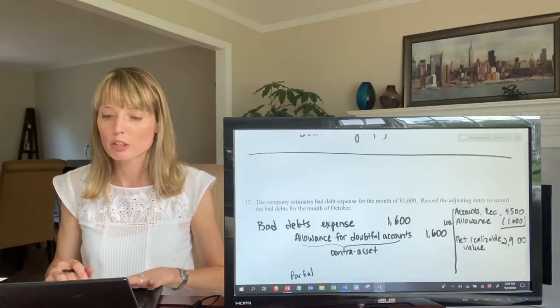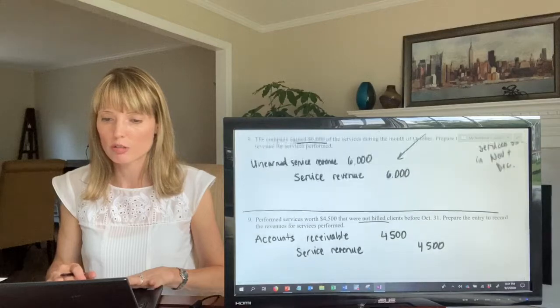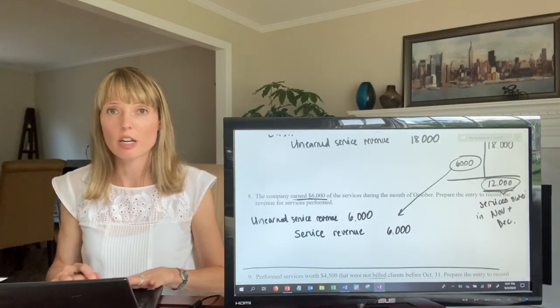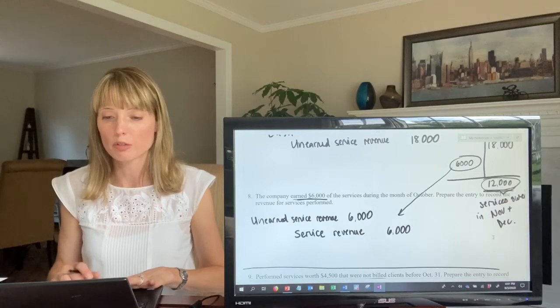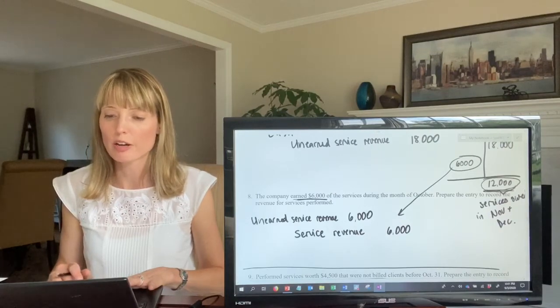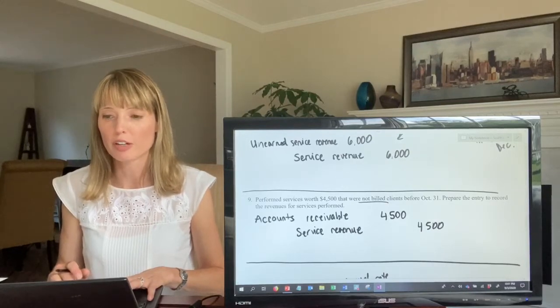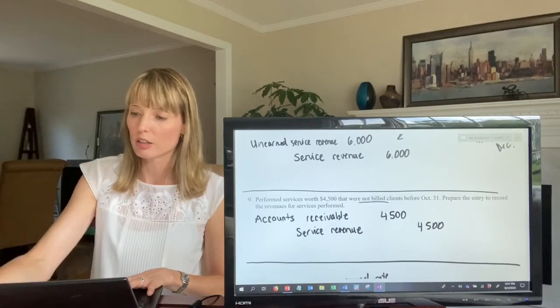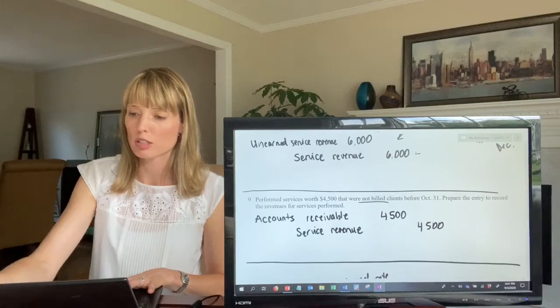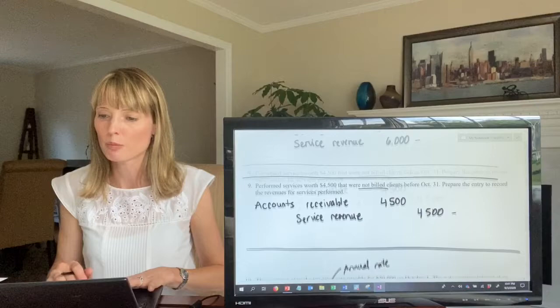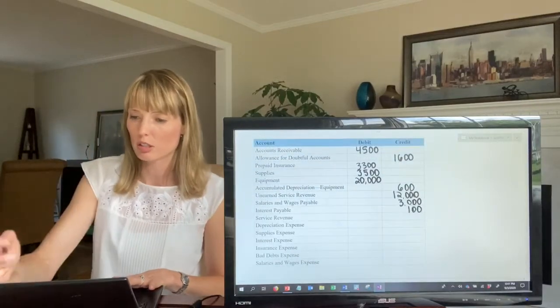Service revenue, we recorded 2 transactions to service revenue. One of them is transaction 8, where we earned some of our previously unearned revenue for $6,000. And then in transaction 9, we increased service revenue by $4,500. So we're going to net these two for service revenue, the $6,000 plus the $4,500. Our total service revenue is $10,500.